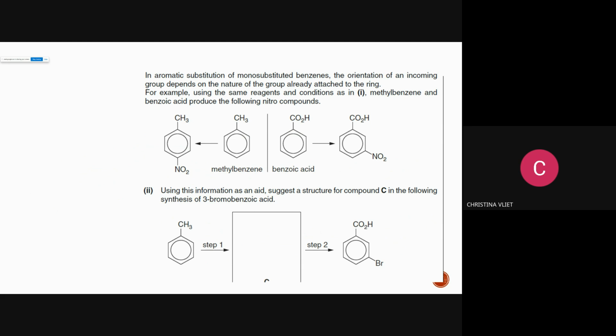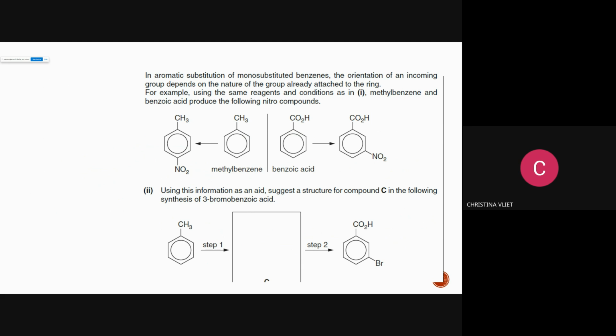In aromatic substitution of monosubstituted benzenes, the orientation of an incoming group depends on the nature of the group already attached to the ring. What are they talking about here? Did we learn about that last class? Things we add depend on what's already on the ring. We're talking about directors here, right?